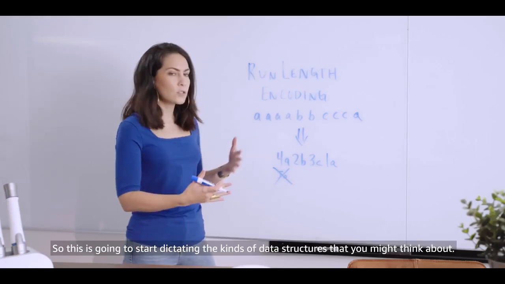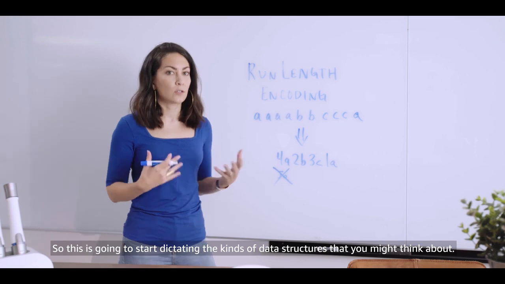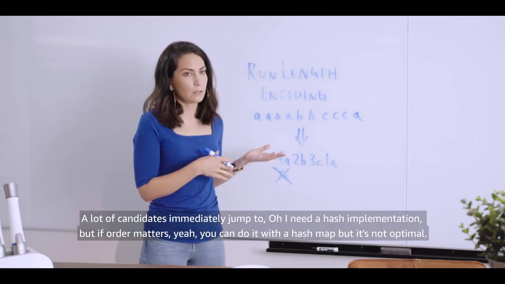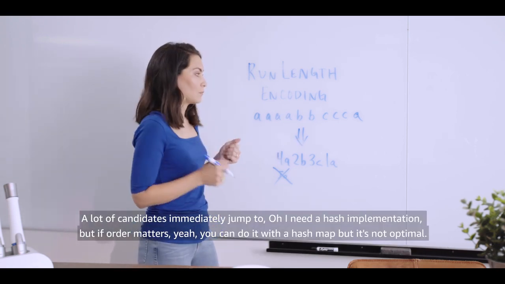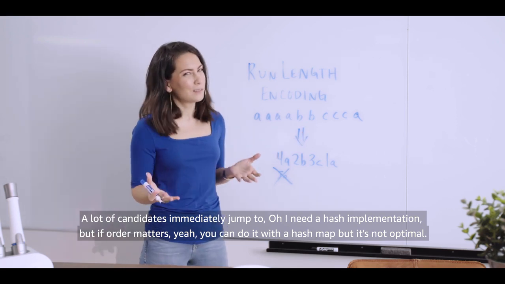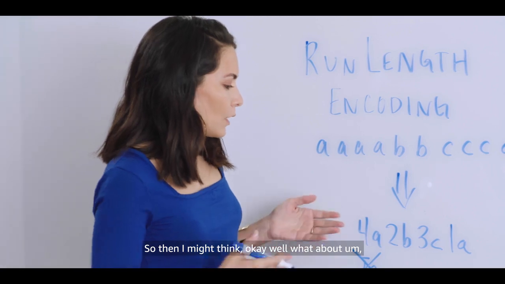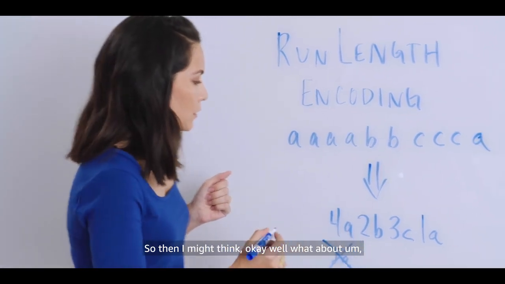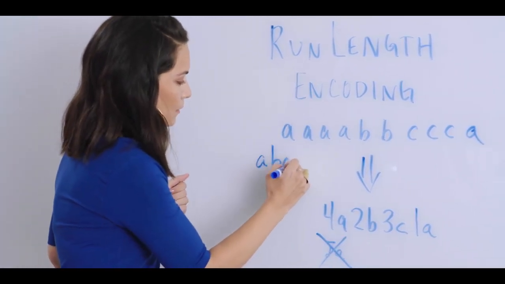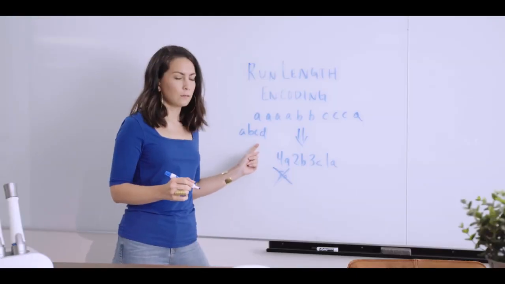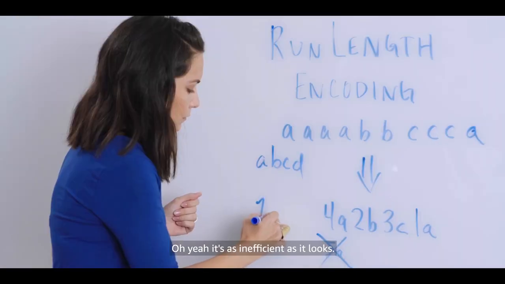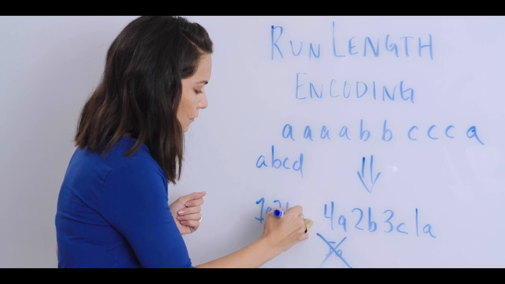So this is going to start dictating the kinds of data structures that you might think about. A lot of candidates immediately jump to, oh, I need a hash implementation. But if order matters, yeah, you can do it with a hash map, but it's not optimal. So then I might think, okay, well, what about something like this, ABCD? Well, yeah, it's as inefficient as it looks.